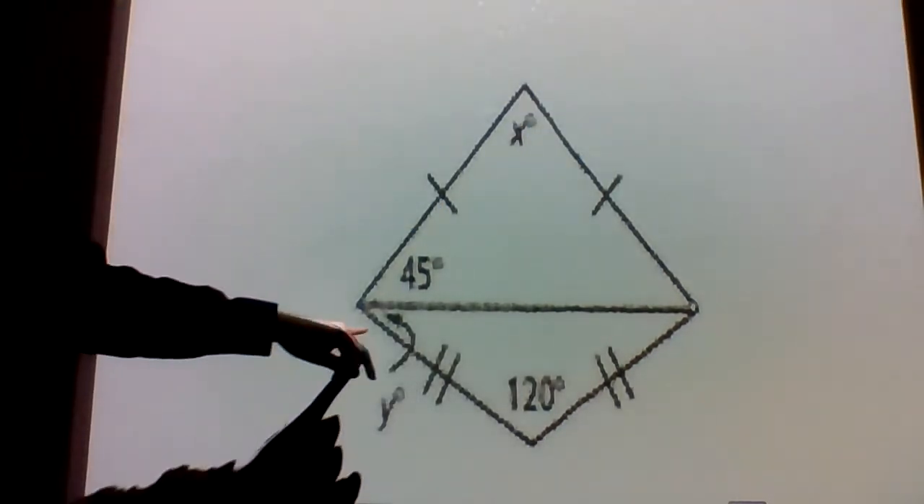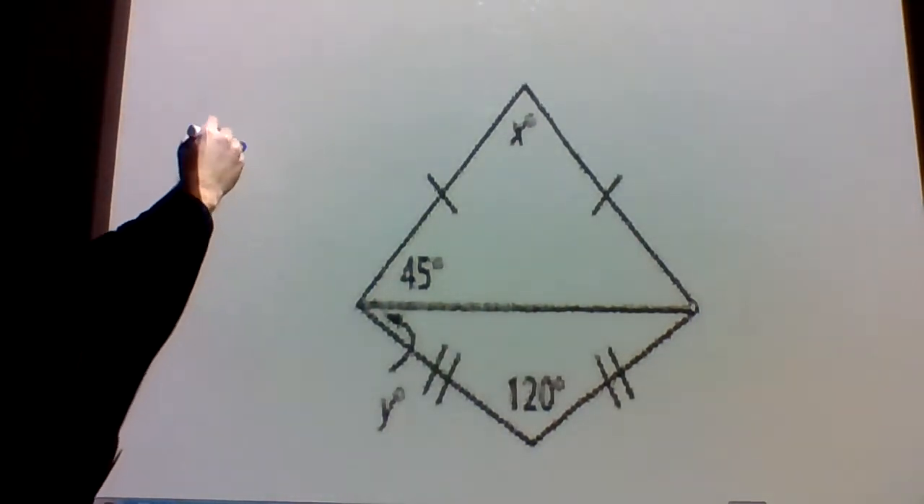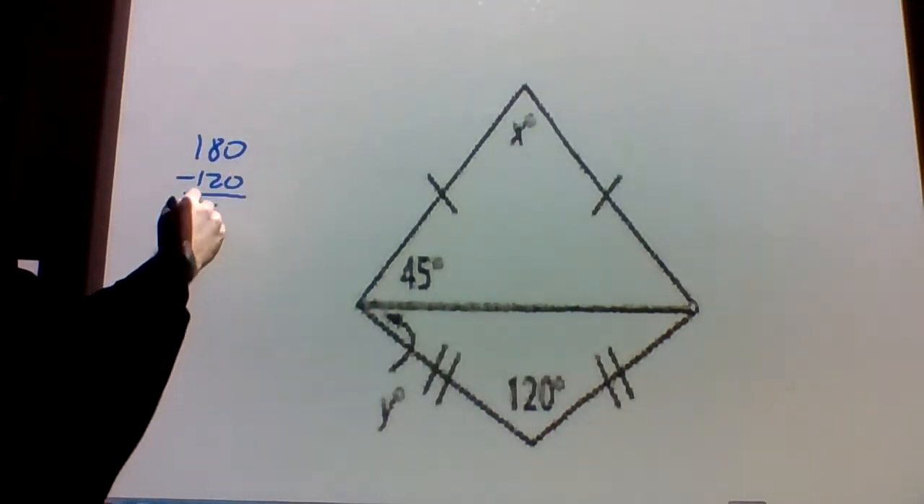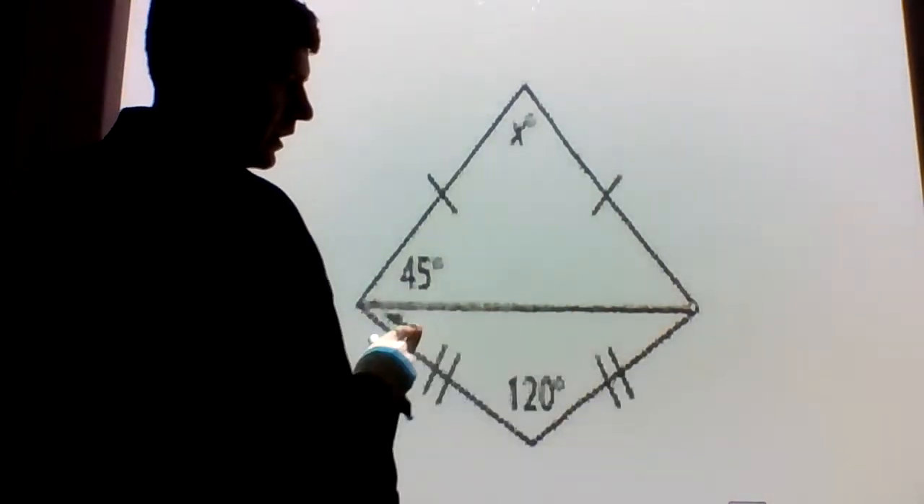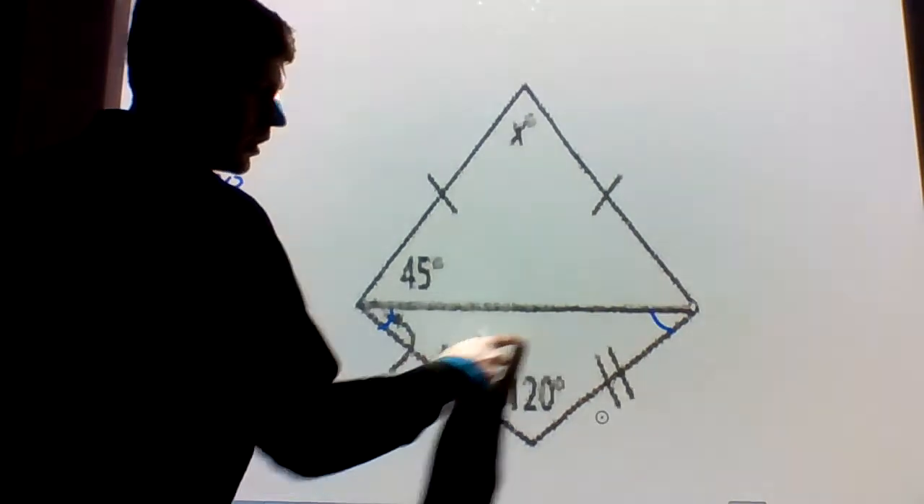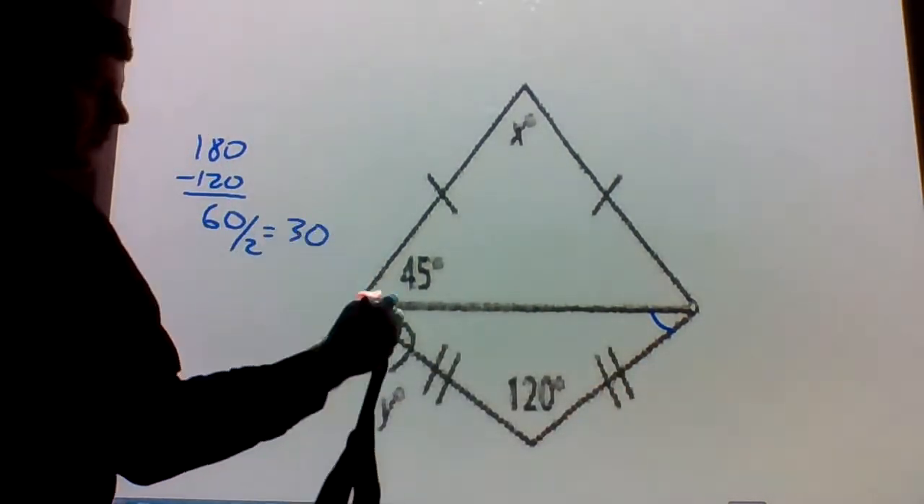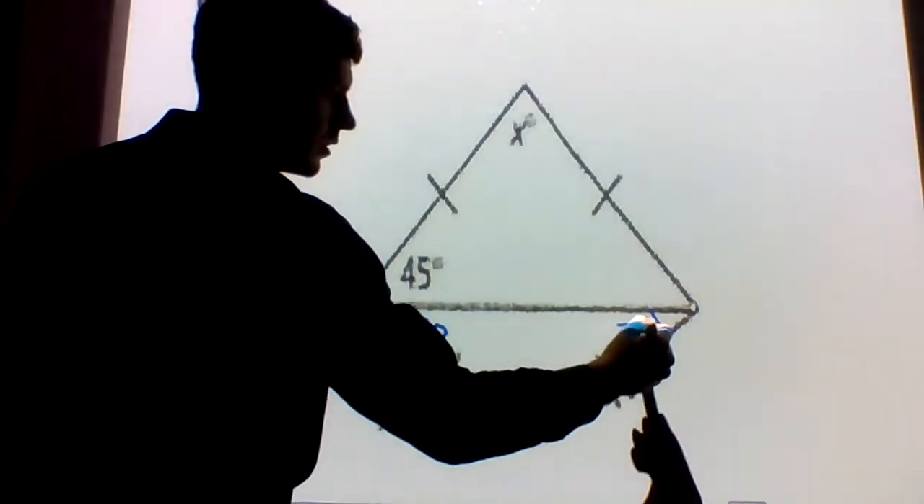Okay, base angles are congruent. So we can do 180 minus 120 is 60. So these two angles have to add up to 60. And they're congruent because the base angles, right, they're across from the two sides that are congruent. We can then divide by 2 and we get 30 and 30.